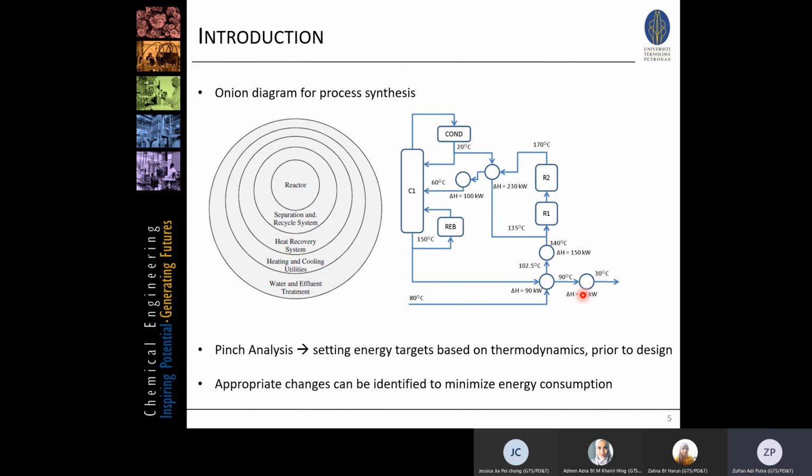If, for example, this is like 1 kilowatt or maybe 5 kilowatts, we don't need to bother with this. Compared to this 90, 100, 200, 300, this 5 or 10 kilowatts means nothing. It's peanuts. So for practical reasons, we can just remove this. Then we can say that this stream is going to be cooled down from 150 to 90 degrees C, for example. And if there is any reason to keep it at 90 degrees C, we can even neglect this exchanger.